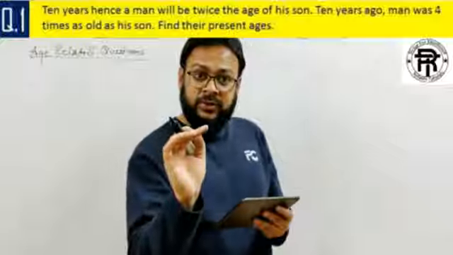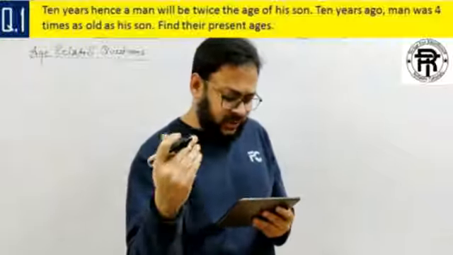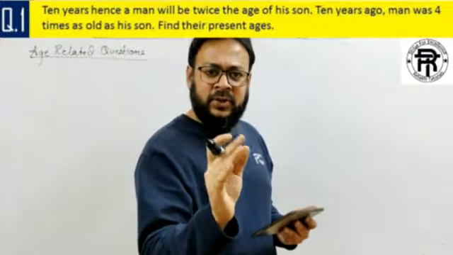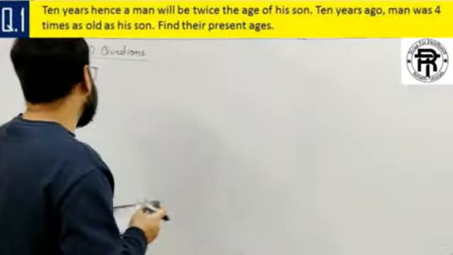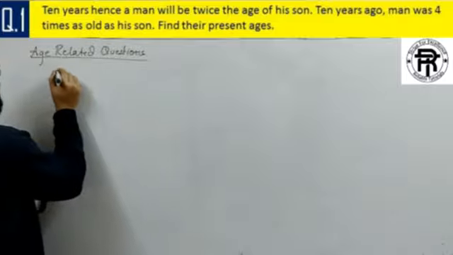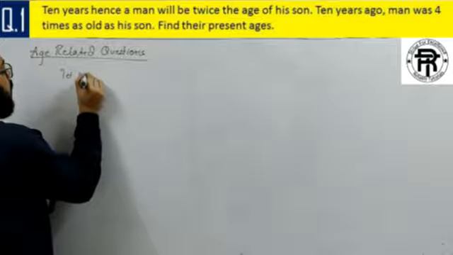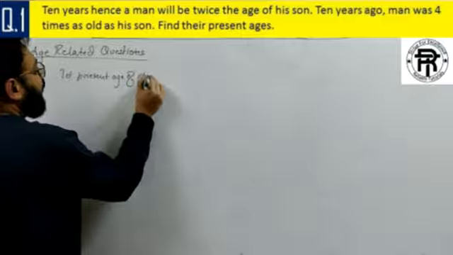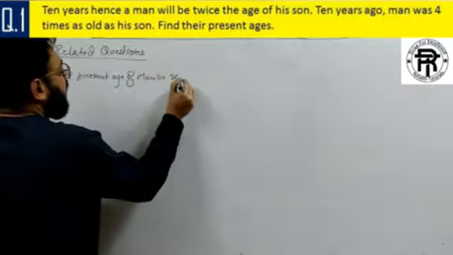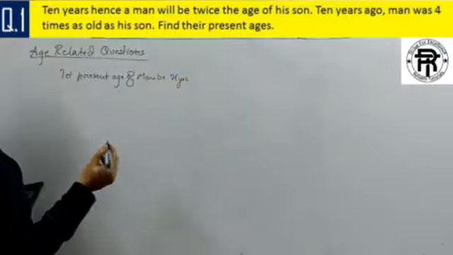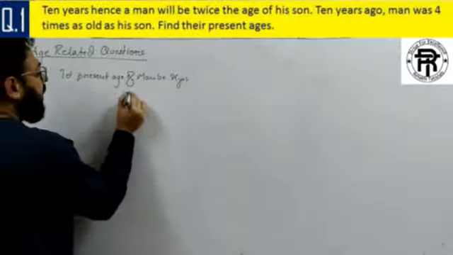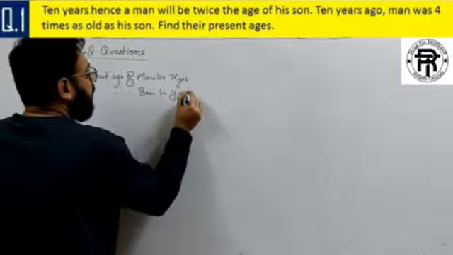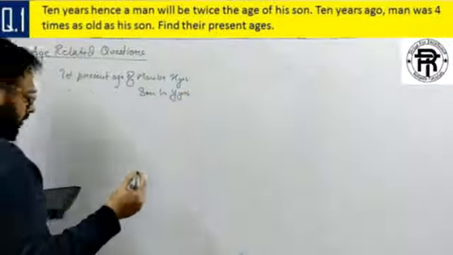The question given to us is: 10 years hence, a man will be twice the age of his son. Means the ages of two persons, that is son and man, are given to us. So first of all, how should we start the question? Let the present age of man be x years, and let the present age of son be y years. Man's age is x years, son's age is y years.